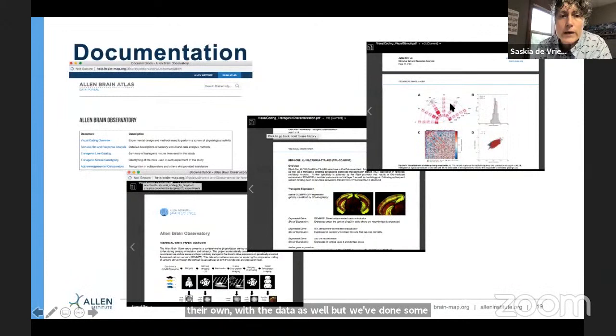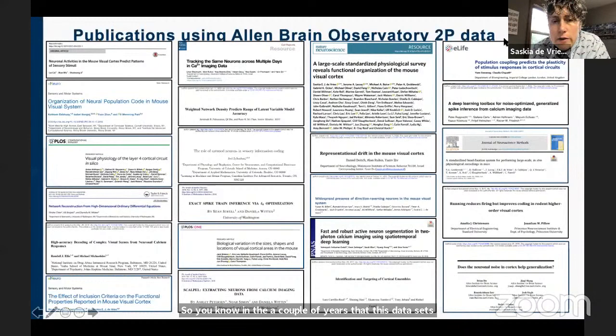In the couple of years that this data set's been available, there have been a few dozen papers that have come out, both from internal scientists at the Allen Institute, as well as from external users. And I think you're going to hear, we have three external speakers that are speaking later today about work they've done using these data sets. And I think actually all of them are represented on this slide potentially.